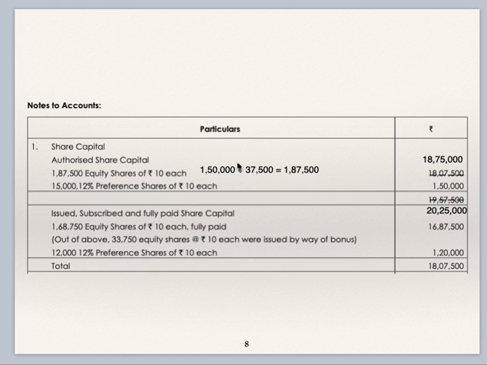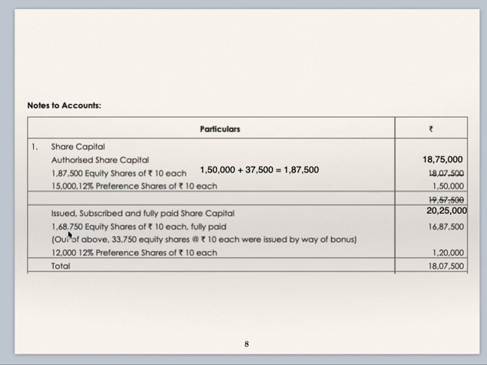So you are supposed to write a note that it is assumed that a resolution is passed whereby authorized capital is increased. Bonus is in the ratio 4:1. So 1,50,000 divided by 4, 37,500 will add in authorized capital. So authorized capital will be 1,87,500 equity shares of 10 each, which is 18,75,000. There is no change in authorized preference capital, 15,000, 12% preference shares of 10 each, 1,50,000. Total is 20,25,000. But only paid up capital will go into your balance sheet.